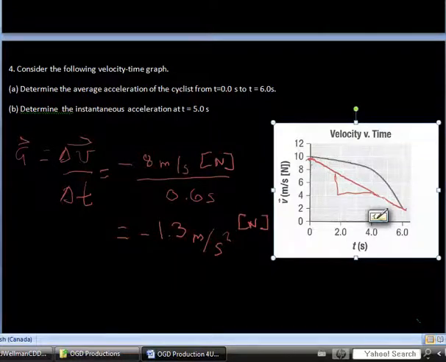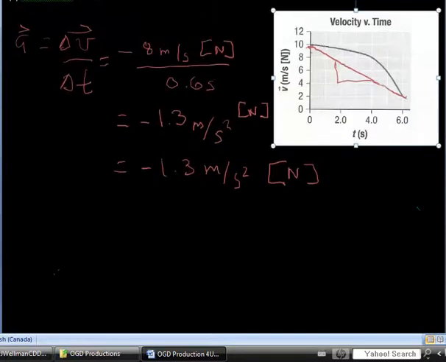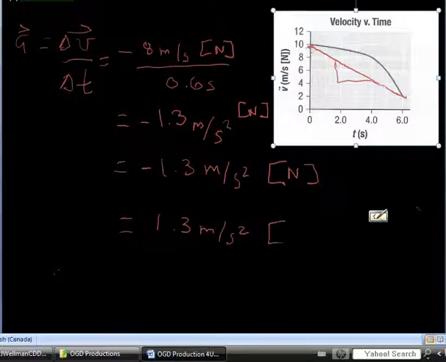And remember that north is the same, or let me rephrase that, negative north is the same as south. So you could write that as 1.3 meters per second squared south, because south is negative north.